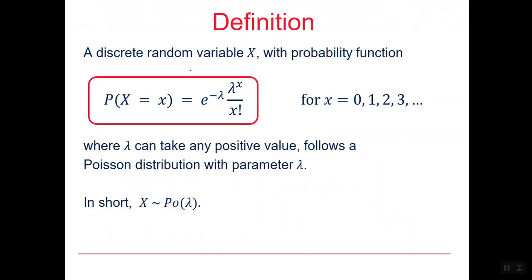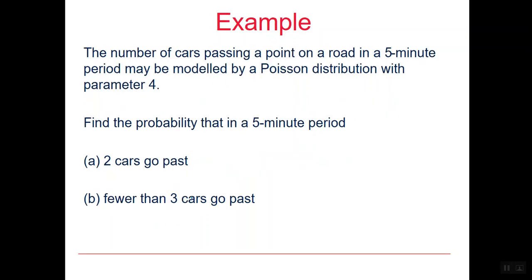We showed you this formula in a previous video, and this is given to you in the formula booklet. Remember that lambda is our parameter, and x can only take positive integer values. This means that we're going to use the Poisson distribution as a model for the situation we're in. Let's look at an example.